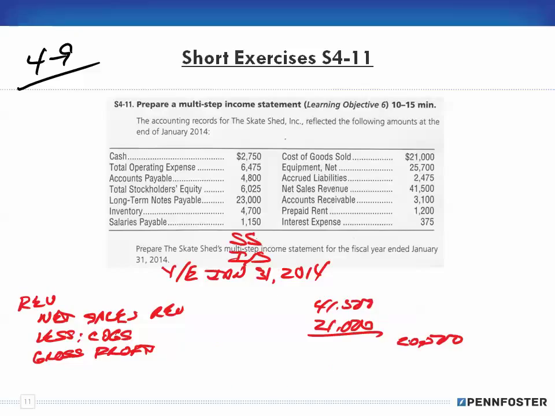I'm creating this multi-step because I have more than one column. So I have a gross profit of 20,500. And then, man, what did they do with this information? It's killing me here. Let's see, in the solution they have operating expense. I have a total operating expense here.